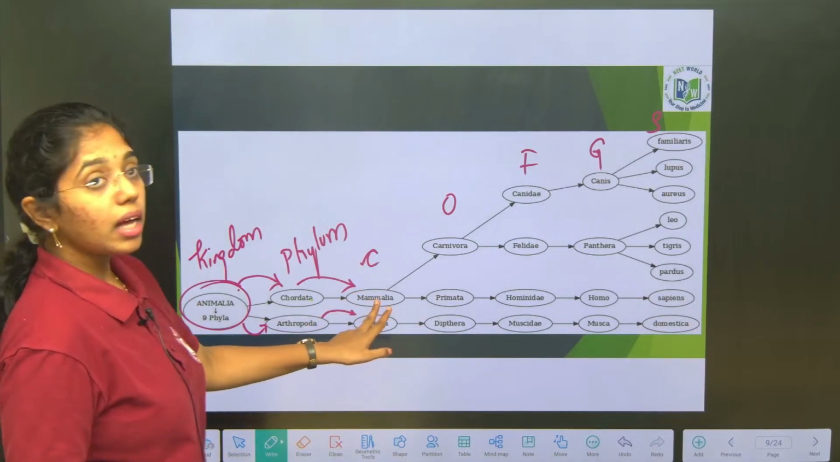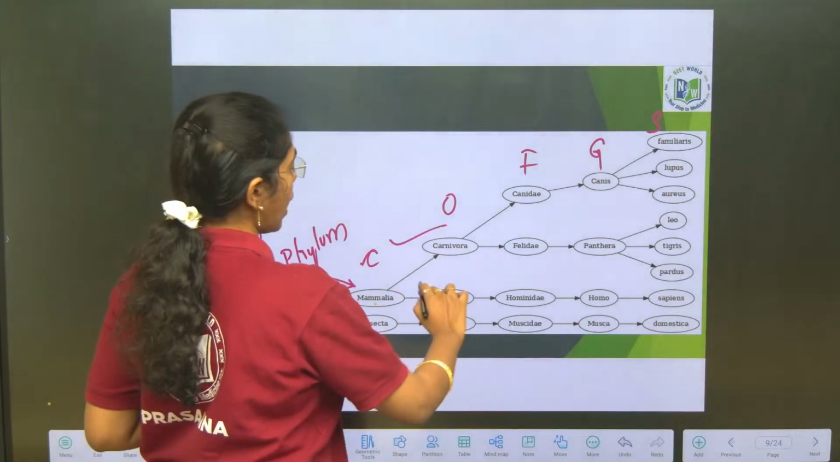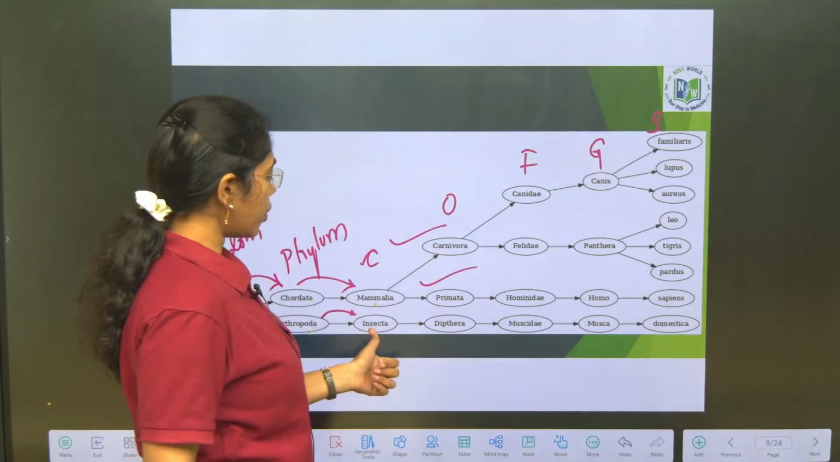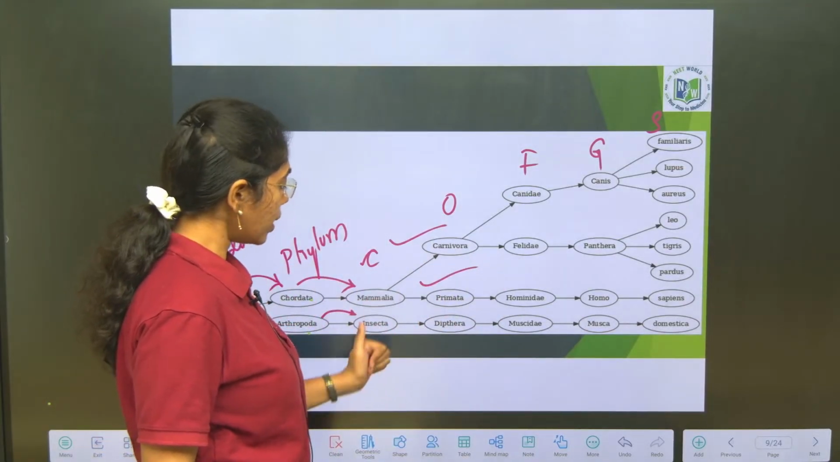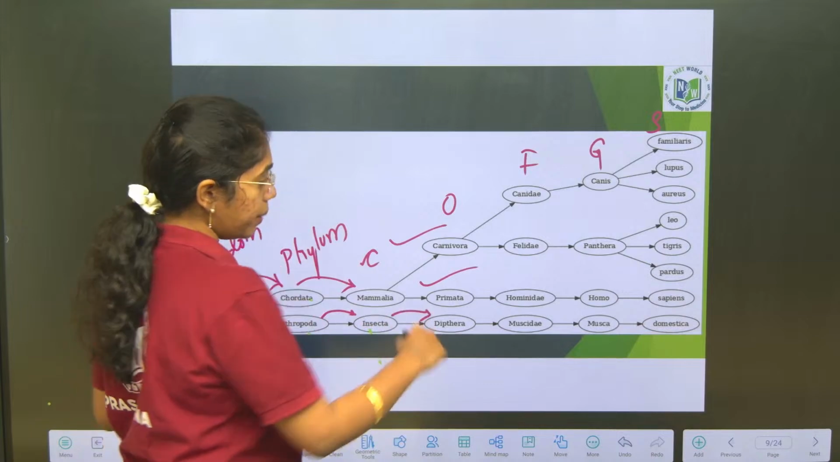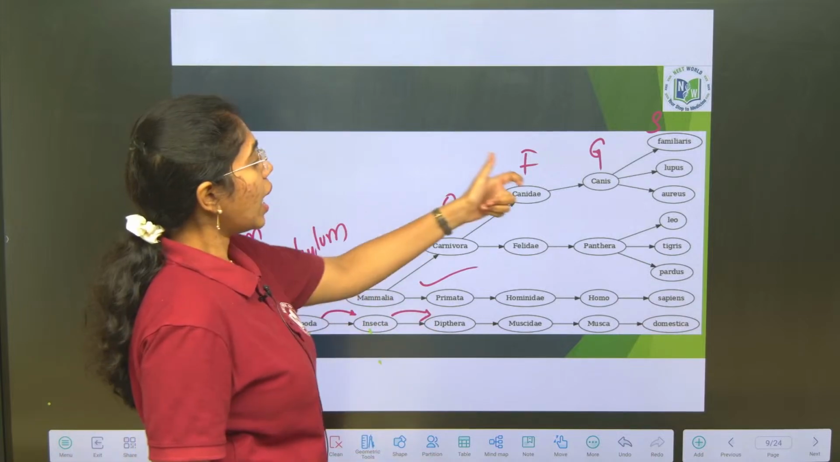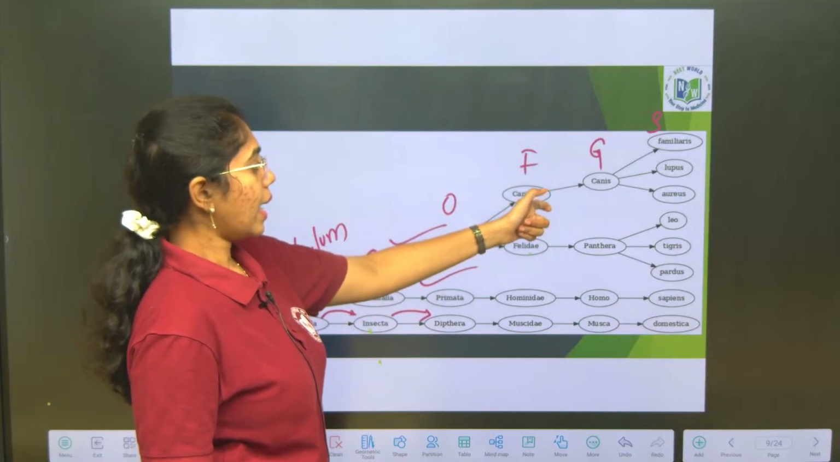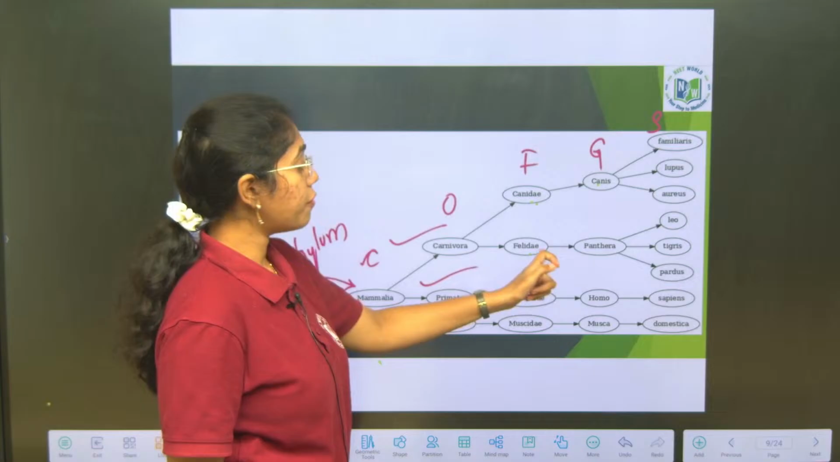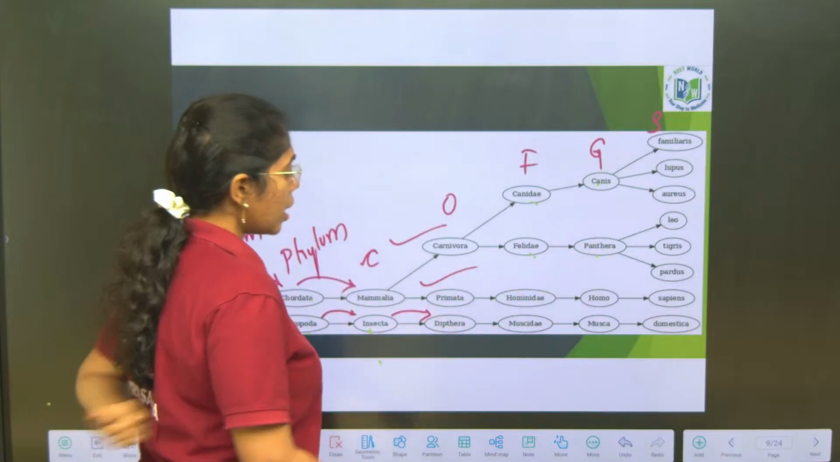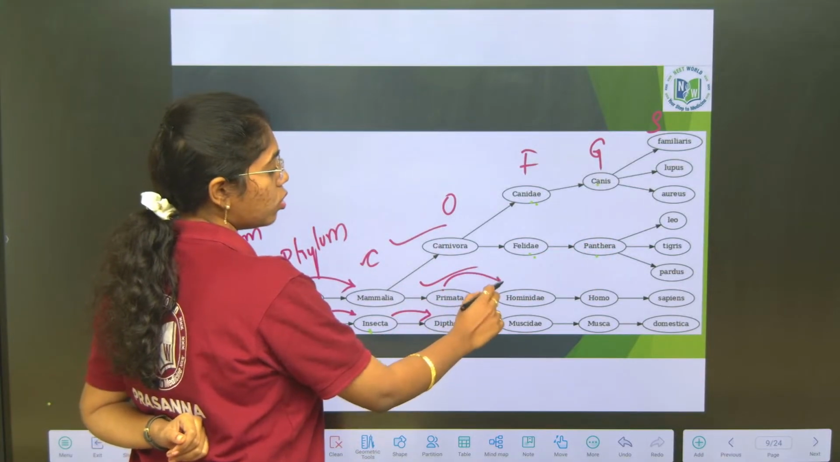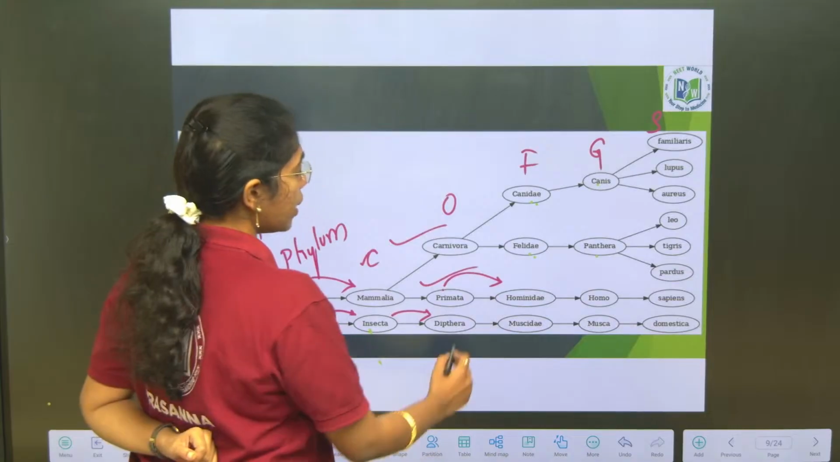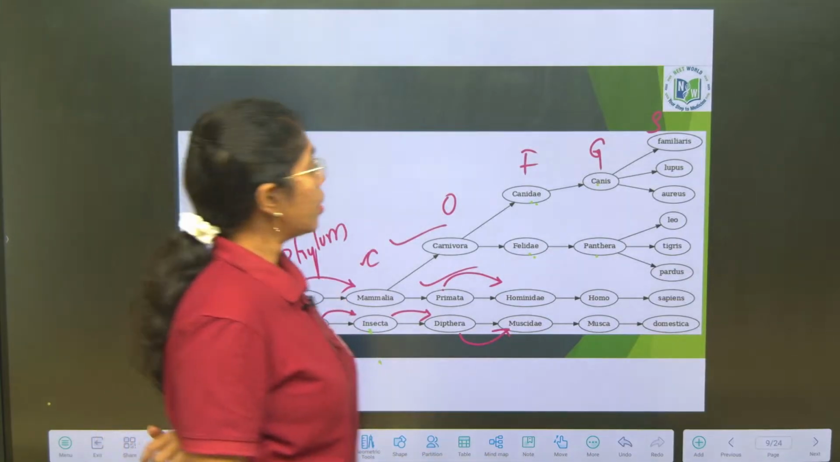Class Mammalia includes order Carnivora and Primata. Arthropoda has the class what? Insecta, which includes Diptera, fine. Carnivora has 2 families, Canidae and Felidae. Canidae includes Canis genera, Felidae includes Panthera, right. Order Primata includes family Hominidae, Diptera, Muscidae.